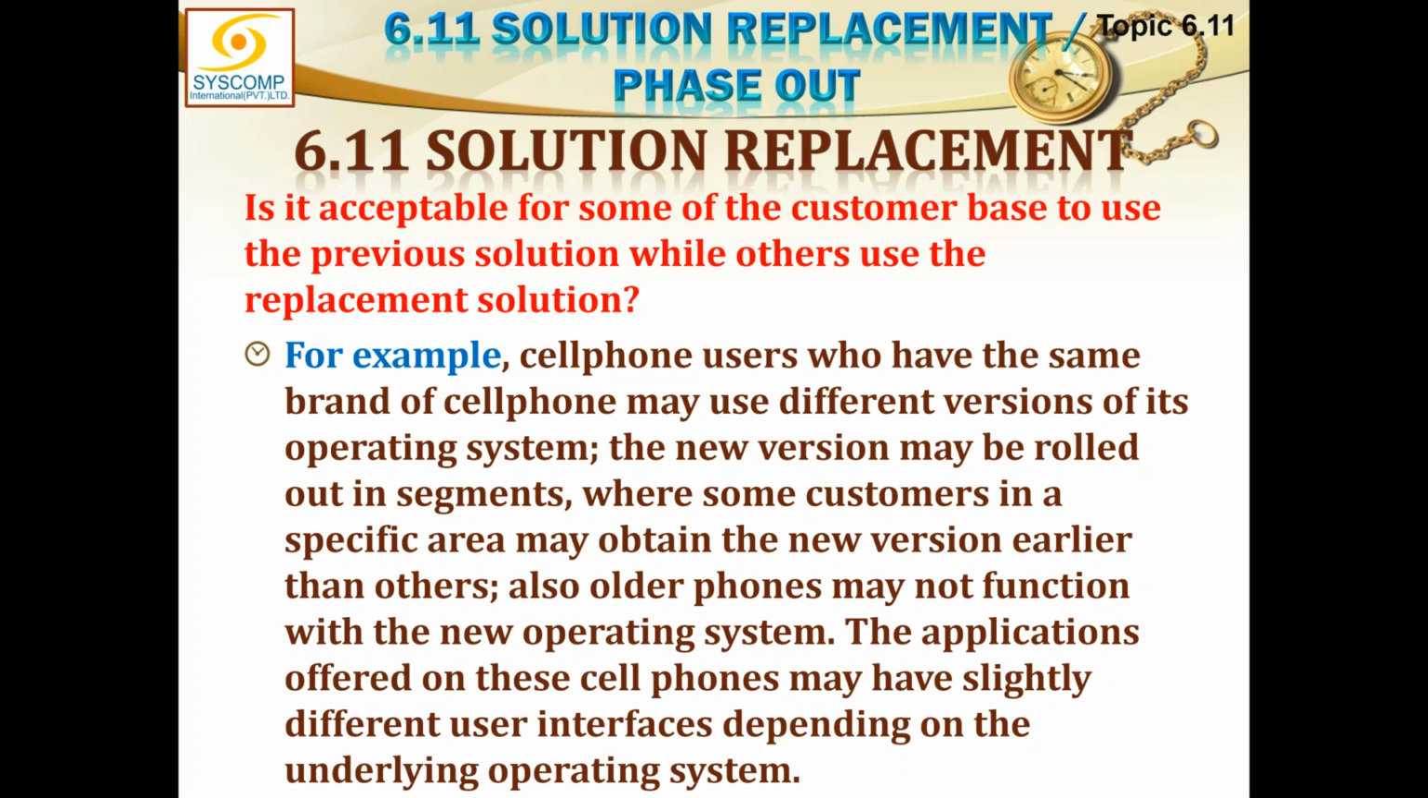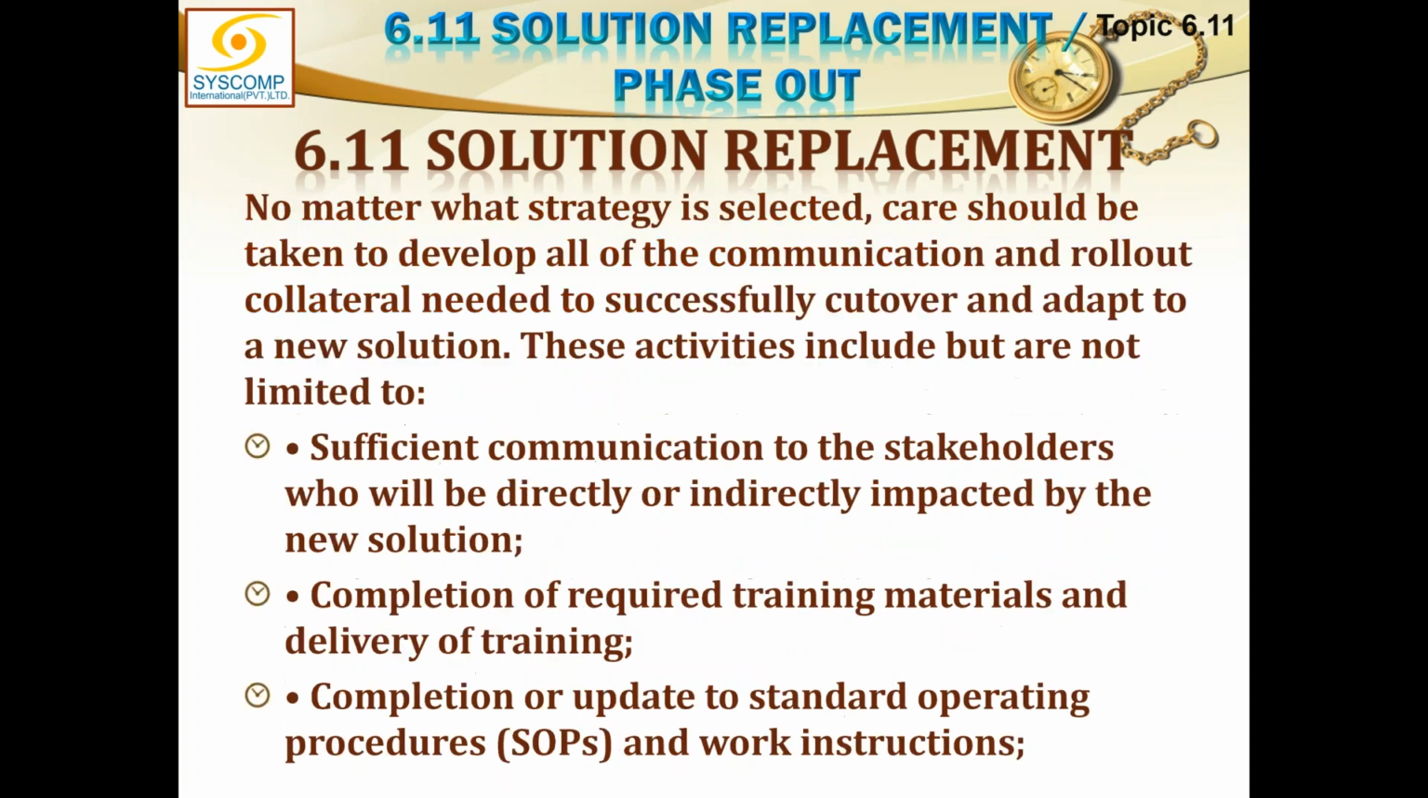For example, cell phone users who have the same brand of cell phone may use different versions of its operating system. The new version may be rolled out in segments, where some customers in a specific area may obtain the new version earlier than others. Also, old phones may not function with the new operating system. The applications offered on these cell phones may have slightly different user interfaces depending on the underlying operating system.